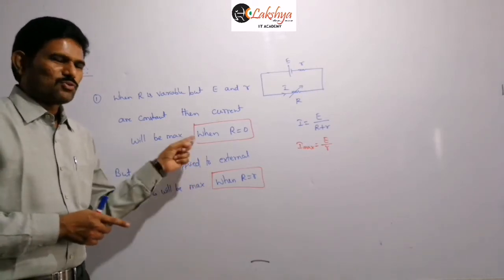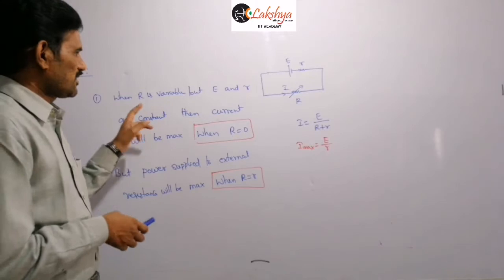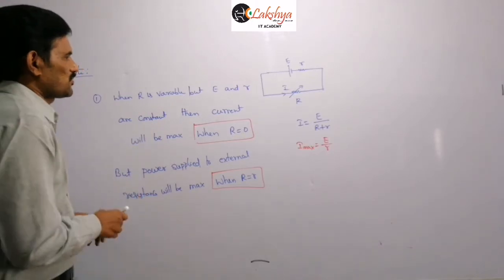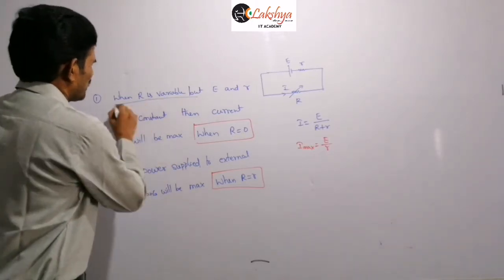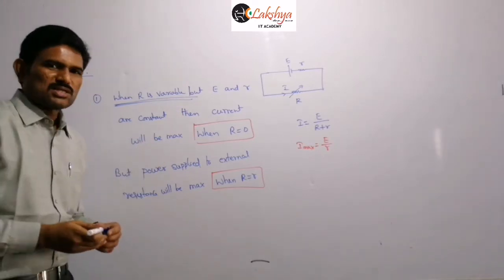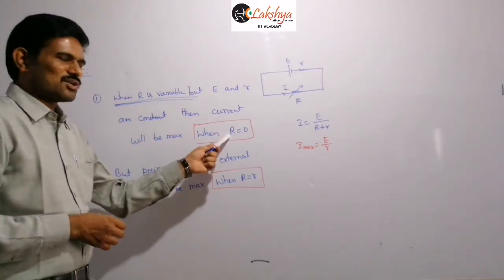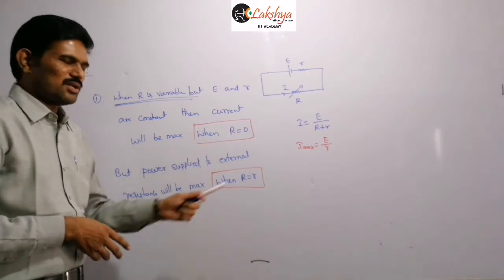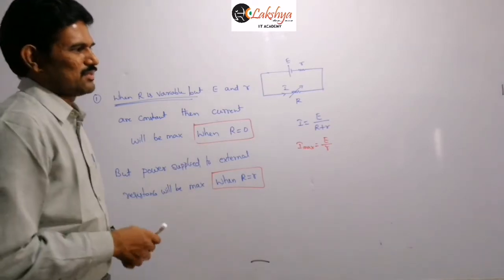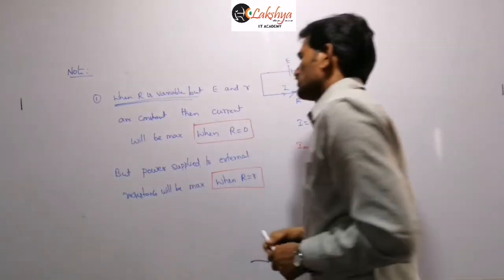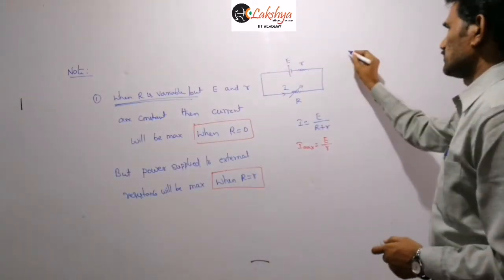If they ask about such a simple circuit, giving this condition is also important here: when R is variable, to get the maximum current, R should be equal to 0, and for maximum power, small r is equal to capital R, right? Is this case clear? Next, moving to the next case here.